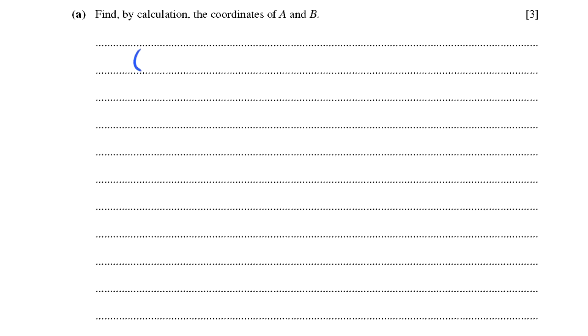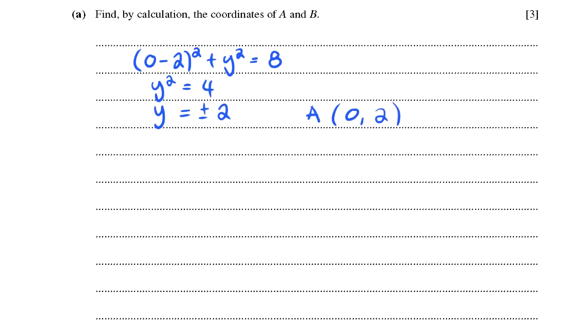So we'll have 0 minus 2 squared plus y squared is 8. Negative 2 squared is 4, and if we take the 4 over to the other side, we'll get y squared is equal to 4, and y is plus or minus 2. All right, if we look at the diagram, it makes sense because A will be plus 2, and the other part of the circle that crosses the y-axis will be at negative 2. So the coordinates of A are going to be 0 and positive 2, not negative 2.